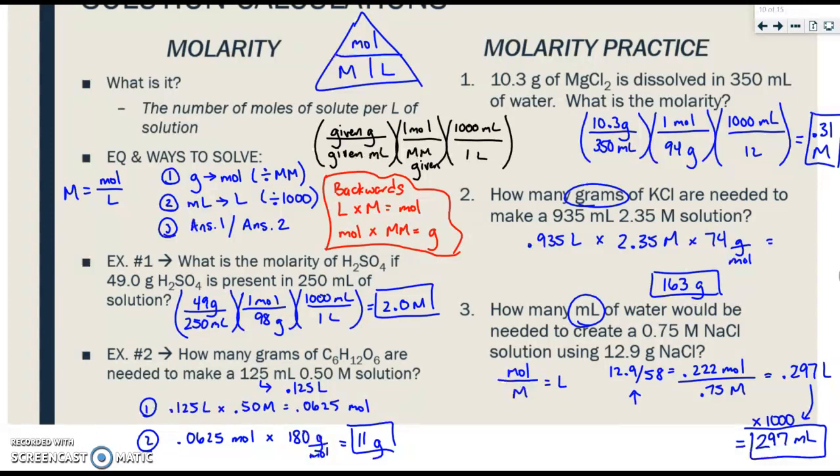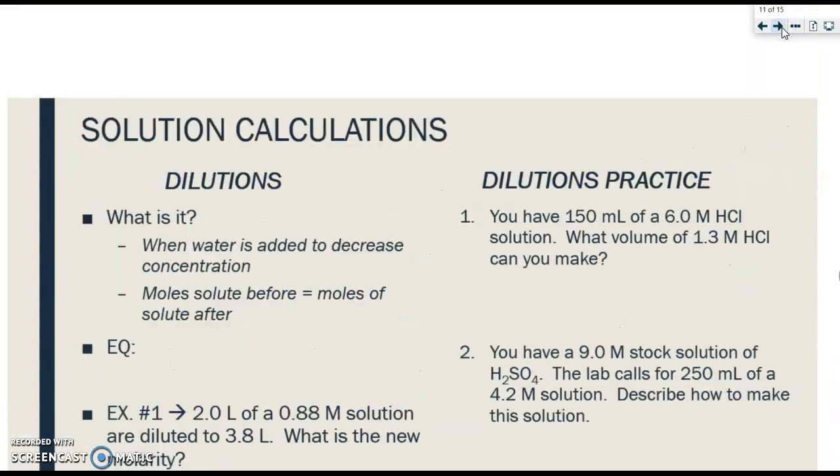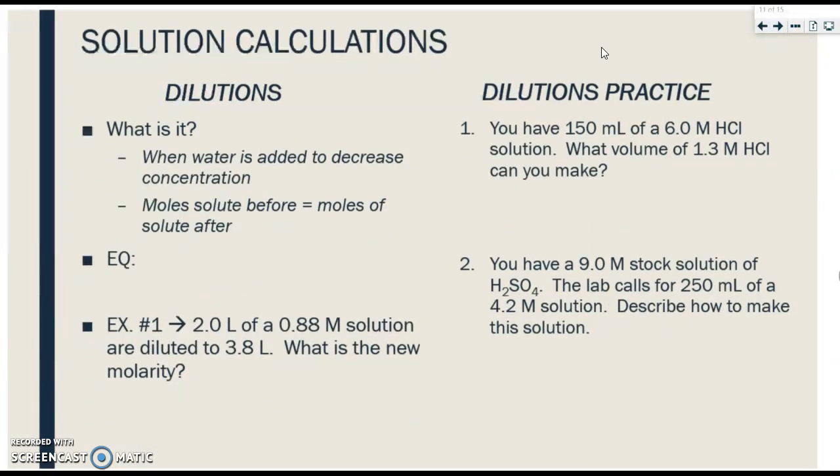Let's continue our study of calculations. Dilutions are another type of calculation. When we add water, we decrease concentration, so we're diluting it. Okay, that should hopefully make sense. The moles before and the moles after should still be equal. The equation looks like this. It's M1 V1 equals M2 V2.